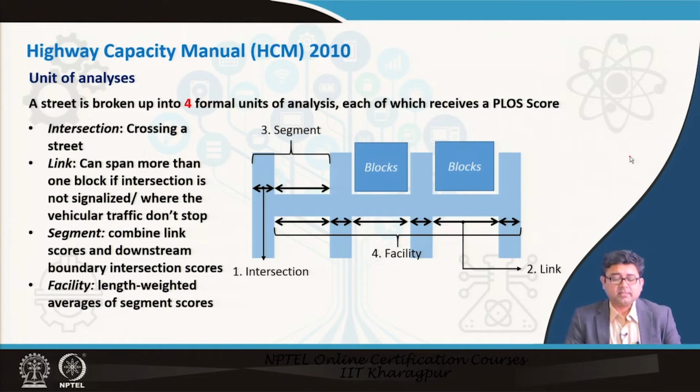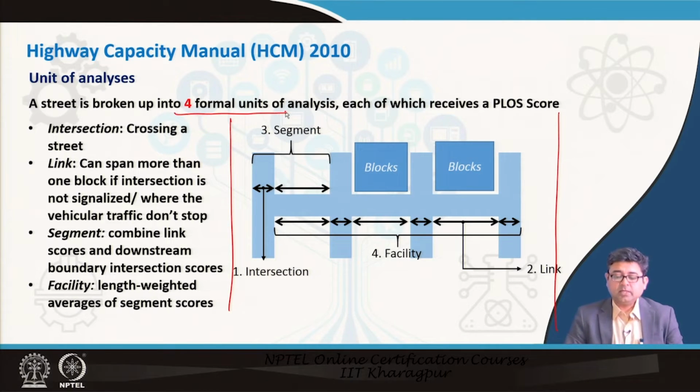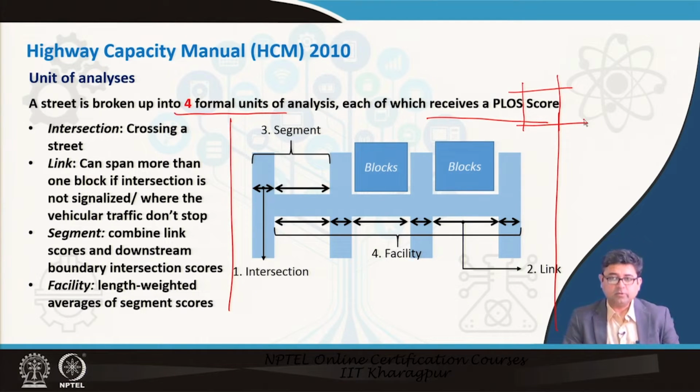In this analysis, the entire analysis segment is divided up into separate units. There are formally 4 units of analysis, each of which receives a PLOS score, and then that score is converted into a scale of A, B, C, D, E to give you the pedestrian level of service. So, what are these 4 formal units?